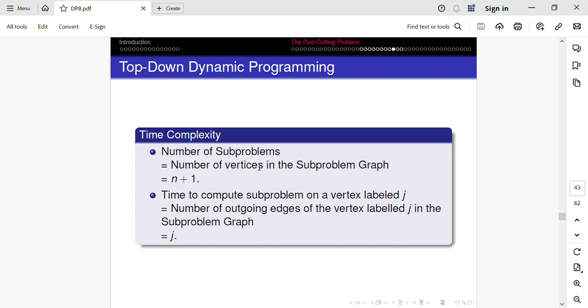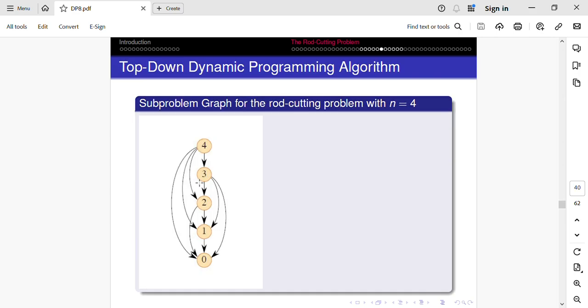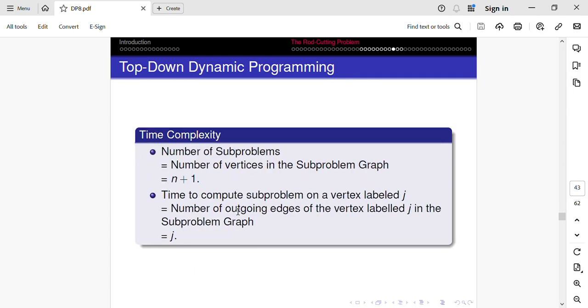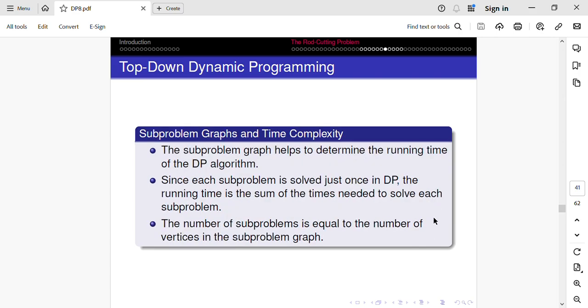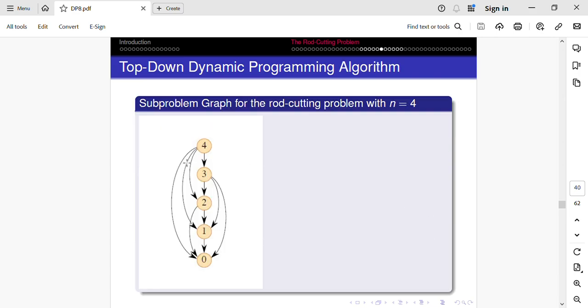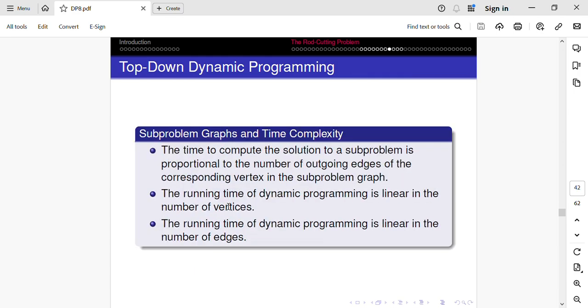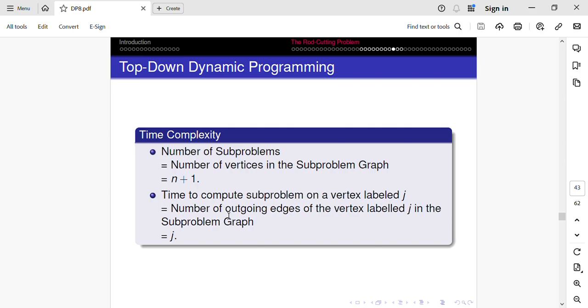So in this case the number of subproblems is the number of vertices in the subproblem graph. It is n plus 1 because there are size 0 to size 4, or size 0 to size n in the case of n. So the number of subproblems is n plus 1, and the time to compute subproblems on a vertex labeled j is the number of outgoing edges of the vertex labeled j in the subproblem graph. In the subproblem graph, for 4 we have 4 edges, for size 3 we have 3 outgoing edges. So for size n the number of outgoing edges is n. That means for vertex label j, the subproblem with size j, the number of outgoing edges is j.